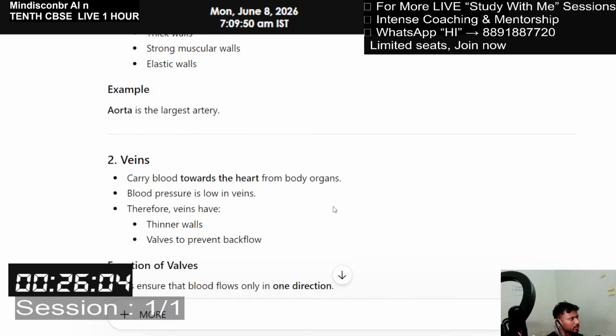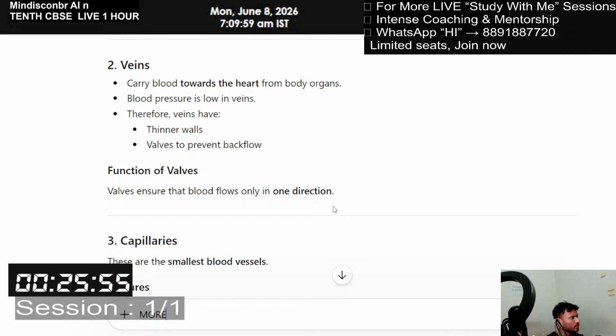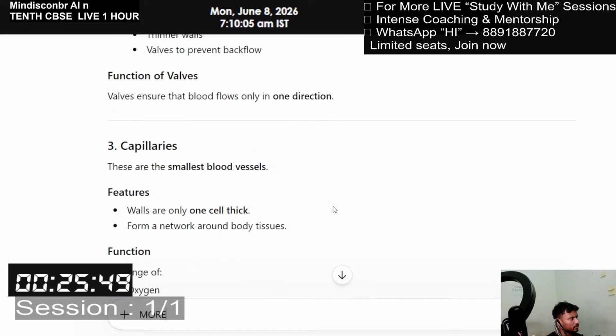Veins carry blood towards the heart from different body organs. Blood pressure is low in veins. Therefore, veins have thinner walls and valves to prevent backflow. Function of valves: valves ensure that blood flows only in one direction.